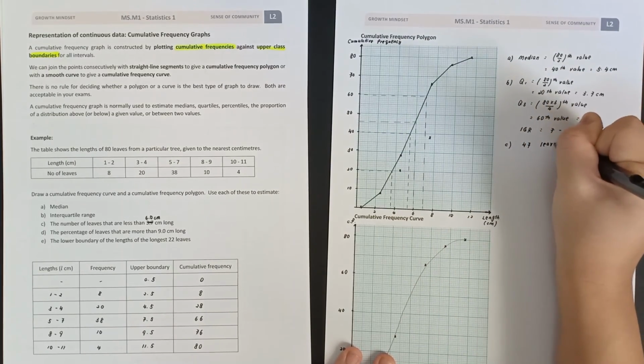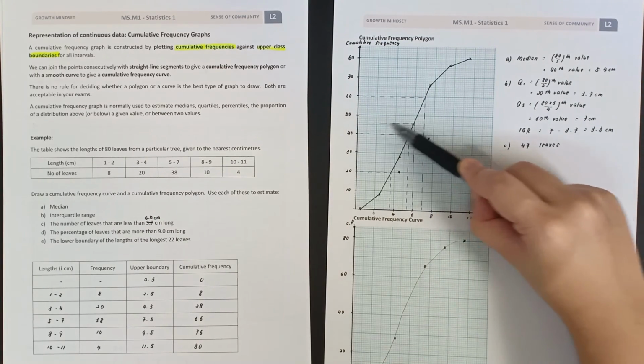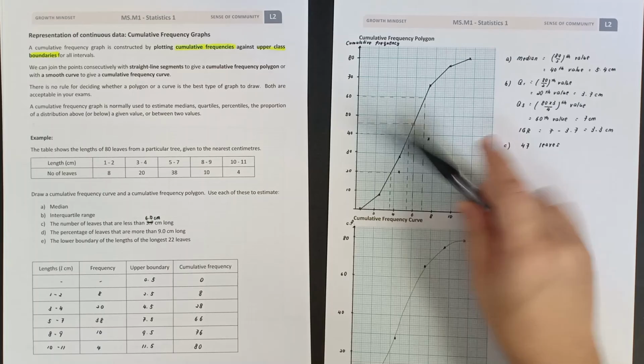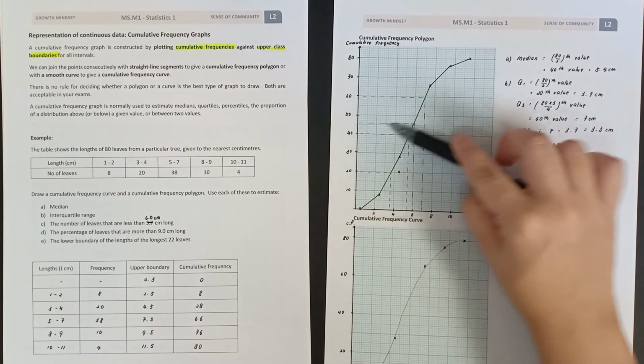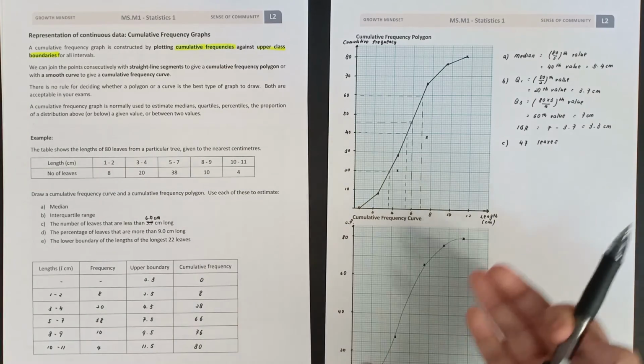Okay, so this is how you find it. From 6, you find the number, then you draw it there, then you get 47. Meaning there are 47 leaves that actually have a length of less than 6 meter.